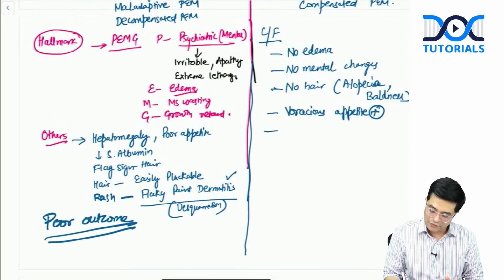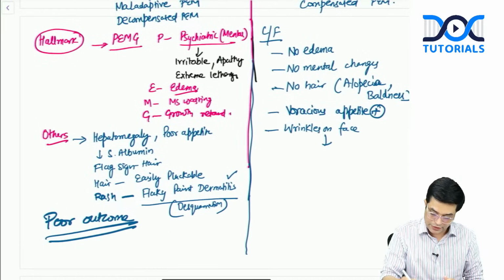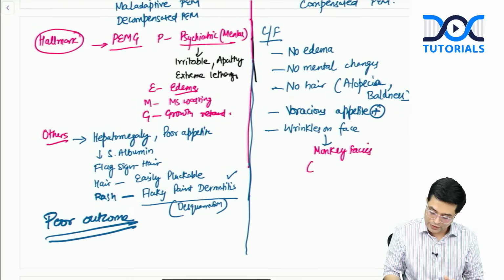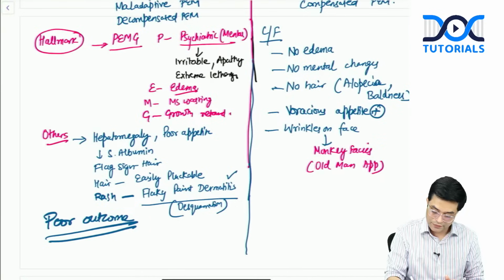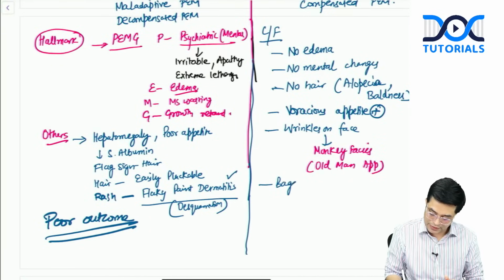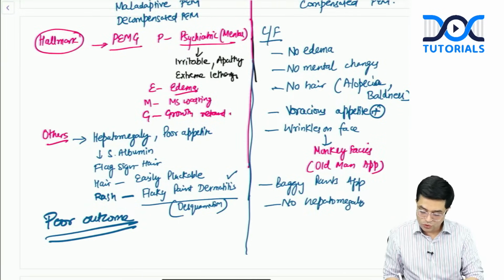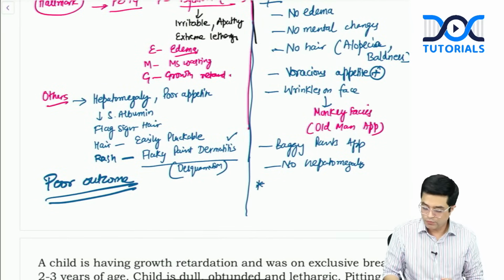In addition, these children will have wrinkles on the face, which will give a monkey facies. They will have a monkey facies, also called as old man appearance. And they will also have what you call as baggy pants appearance. And these children have no hepatomegaly. Liver is not enlarged. And when you do the blood investigation, it is a very useful point.